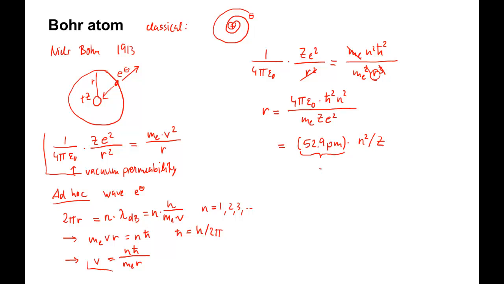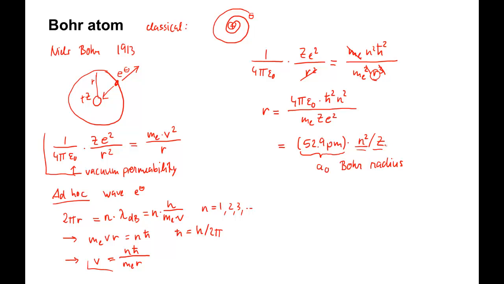This value of 52.9 picometers is called the Bohr radius and indicated by a0. It is the radius of an orbit with n equals 1 in a hydrogen atom with Z equals 1. These radii describe the stable orbits where the electron wave does not interfere with itself. The radius grows quadratically with the integer number n and inversely proportional to the nuclear charge.